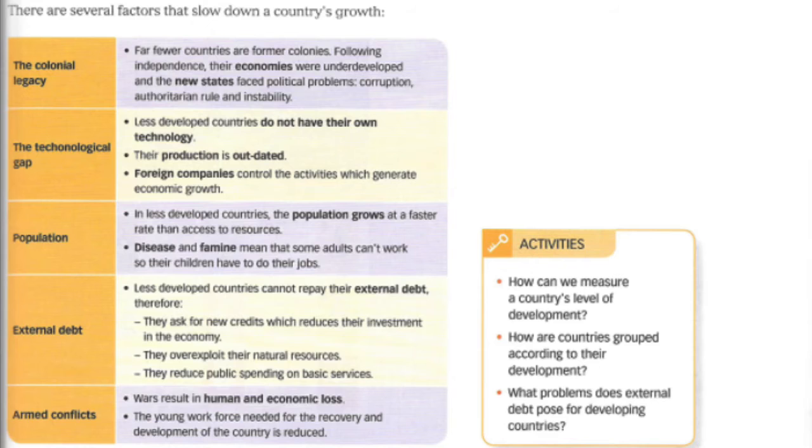The technological gap. Less developed countries do not have their own technology. Their production is outdated. Foreign companies control the activities which generate economic growth. Population. In less developed countries, the population grows at a faster rate than access to resources. Disease and famine mean that some adults can't work, so their children have to do their jobs.